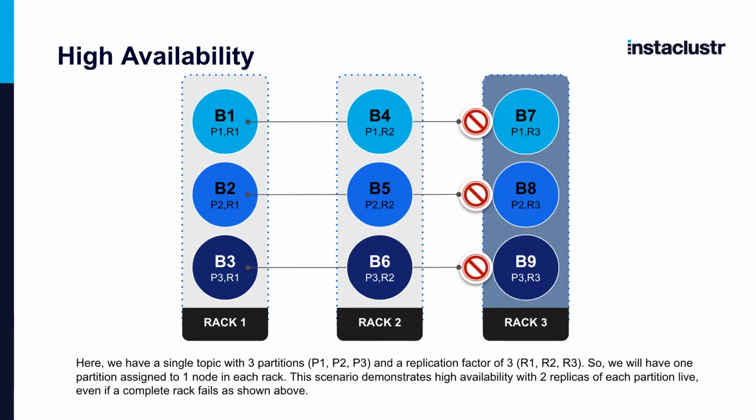All right, here we have a single topic with 3 partitions, P1, P2, P3, and a replication factor of 3. So here we have a partition assigned to each node in each rack. And what this diagram is really demonstrating is high availability with 2 replicas of each partition live, even if the 3rd rack is fully failed, as shown in this diagram. So all your data is still available.